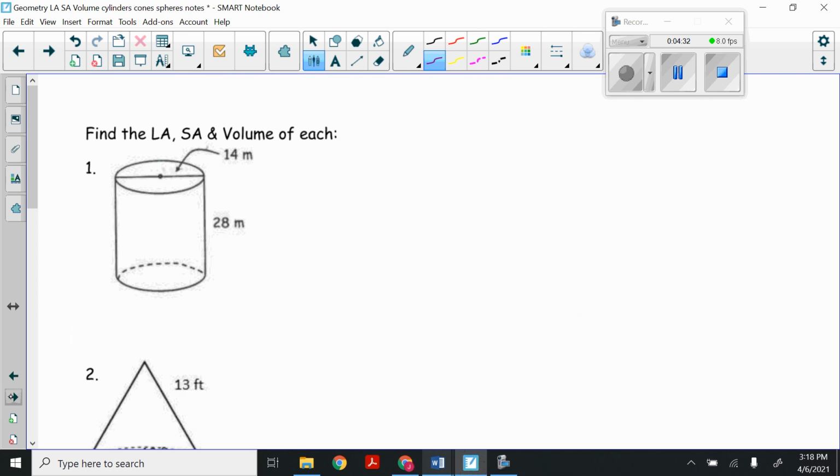All right, so now we're going to practice some examples. Find the lateral area, surface area, and volume of each. So number one, I want to find the lateral area. I have a cylinder. So my formula says 2 pi times my radius. They gave me my diameter.